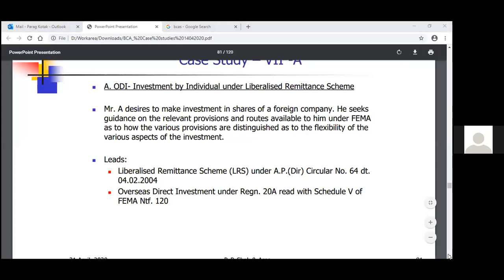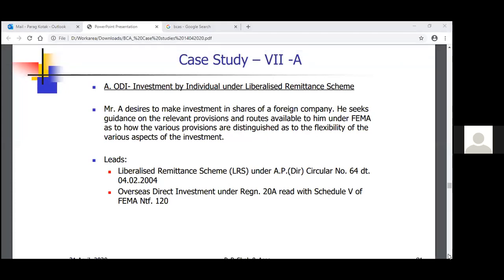Yes, I have one question, sir. Under LRS, the remittance was made in 2013. LRS was done into a Singapore account, and then from the Singapore account, this amount was utilized to subscribe to shares in a Dubai company. So, sir, my question is whether ODI is required in such a scenario.